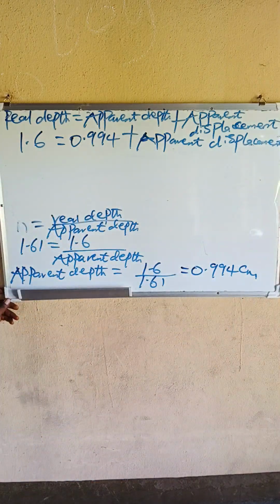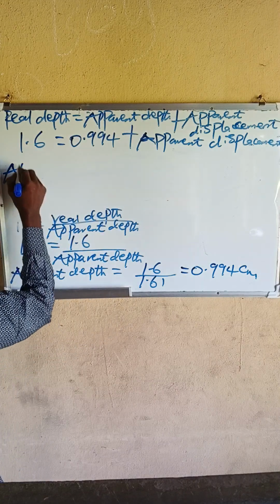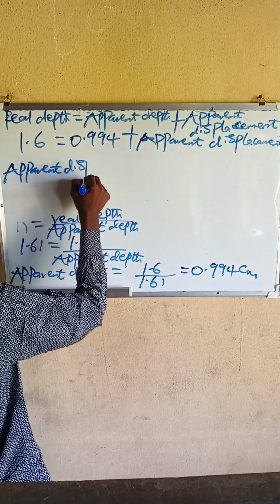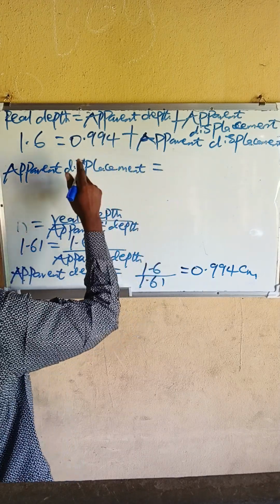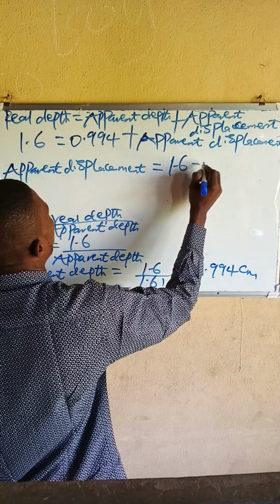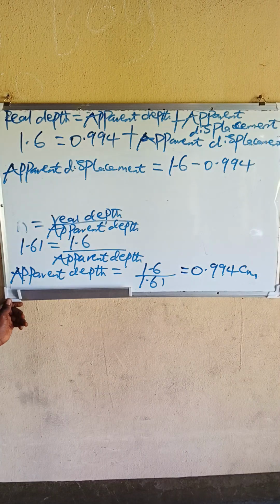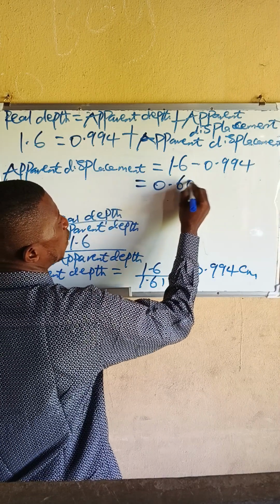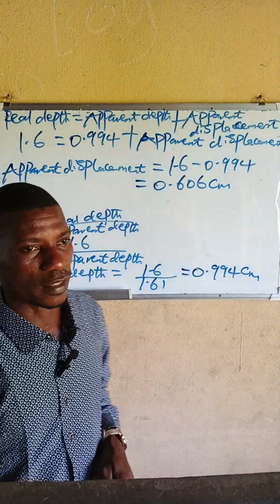So I want to make the apparent displacement the subject of the formula. That will give me apparent displacement equals 1.6 minus 0.994. So if I subtract that, I'm going to have 0.606 centimeter. So this is the apparent displacement.